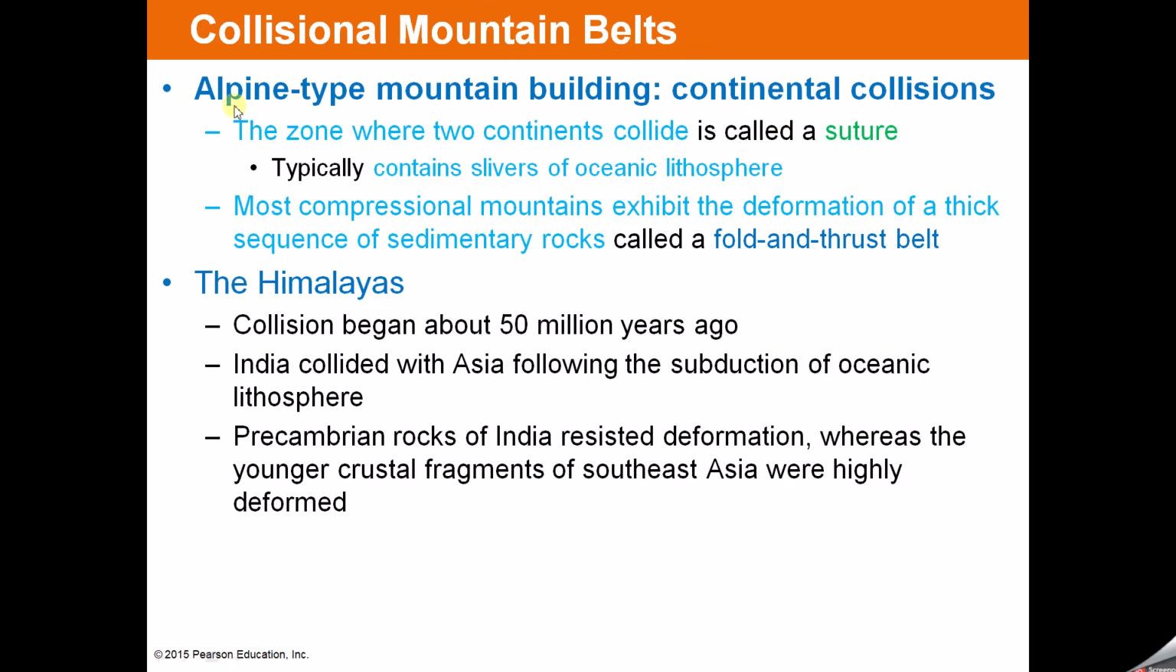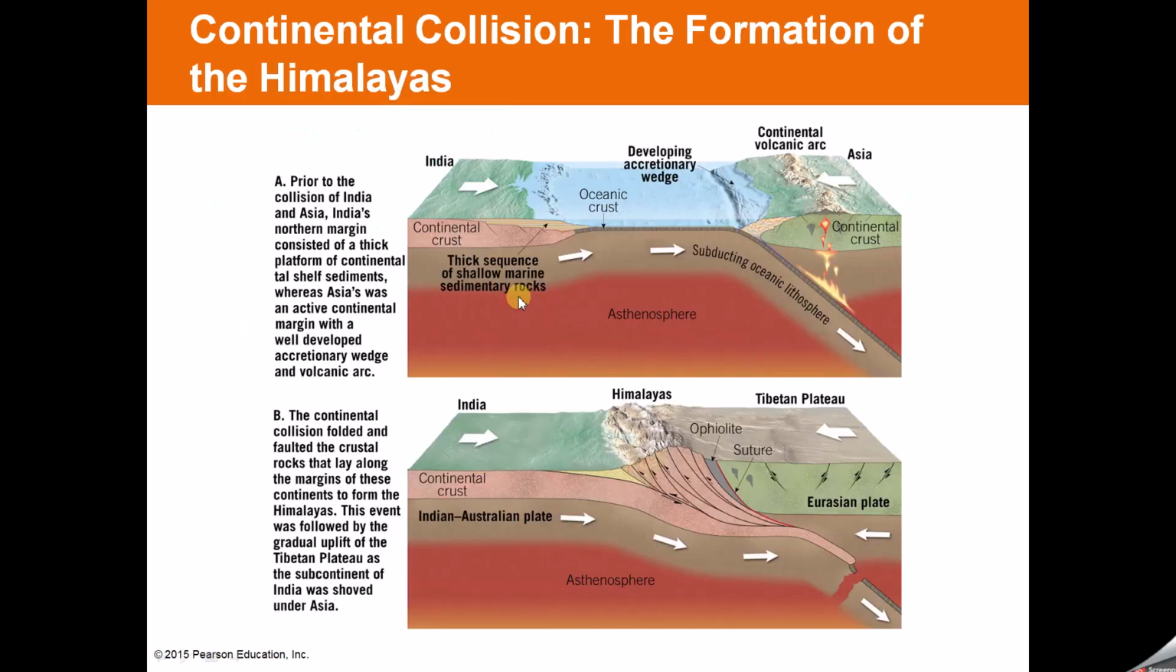And you have collision mountain belts, Alpine-type mountain belts, continental collision. The zone where two continents collide is called a suture. It typically contains slivers of oceanic lithosphere. Most compressional mountains exhibit the deformation of a thick sequence of sedimentary rocks called fold and thrust belts. And we have the Himalaya as an example.